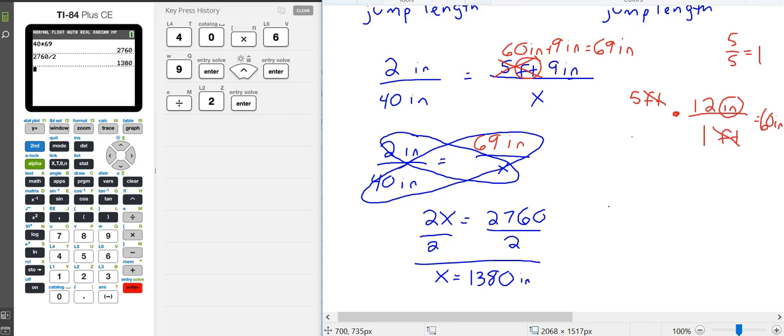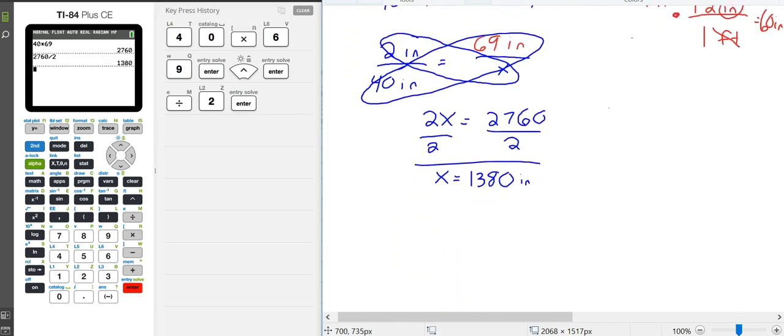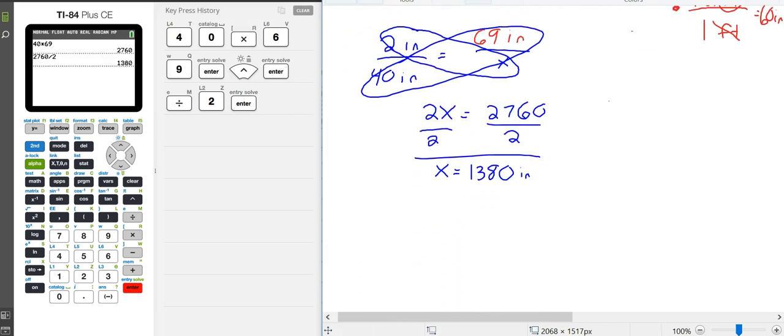Now we want to see how many jumps it would take him to jump a whole mile. So we want to know how many inches are in a mile. And once again, we're going to use the factor label method. We have 1 mile. We want to convert this to inches. On the reference sheet that you'll be given with your Regents, you'll see that in 1 mile, there are 5280 feet. And using that, we could cancel out miles and miles.